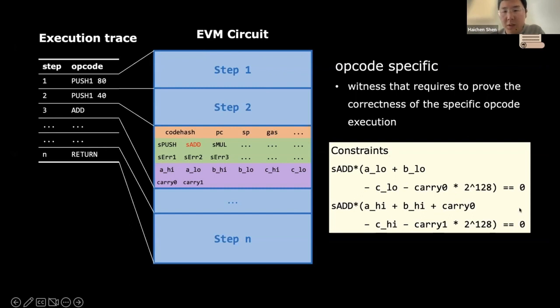So this is all you need to constrain that. And then for other opcodes, for example, let's say if we're going to do the multiply, maybe you need more cells. You need more auxiliary cells to help you prove A multiply B equal to C, mod 2 to the 256. So you have additional cells, and also you have other constraints, but those will all be multiplied by this small selector. That's going to constrain the multiplication related constraints.